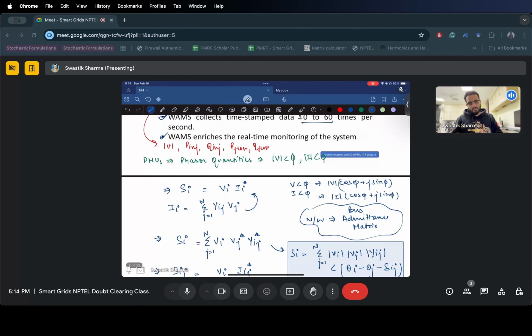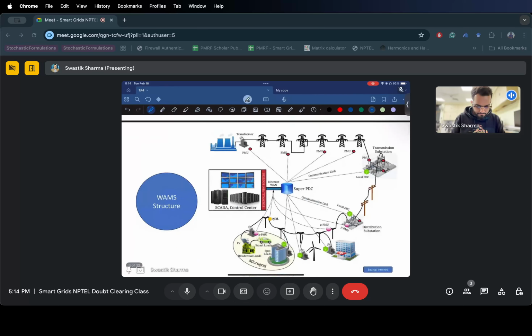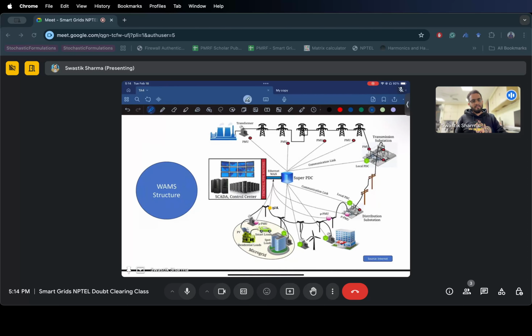So when I say phasor quantities are the only quantities that can help you monitor the state of the entire system, that is why PMUs are generally considered much better substitutes to your RTUs or SCADA. This is how the WAMS, the wide area monitoring system, is structured. The structure is something like this. So you have PMUs placed at your transmission side, right?